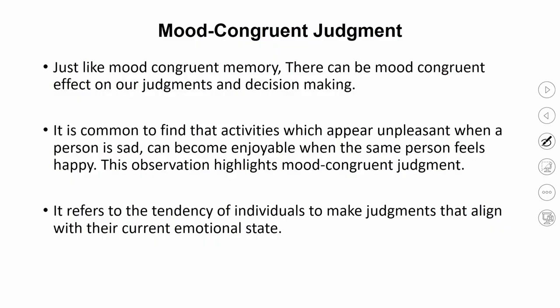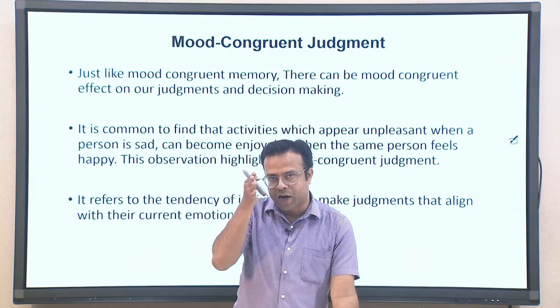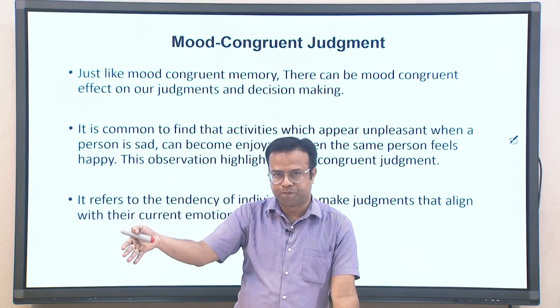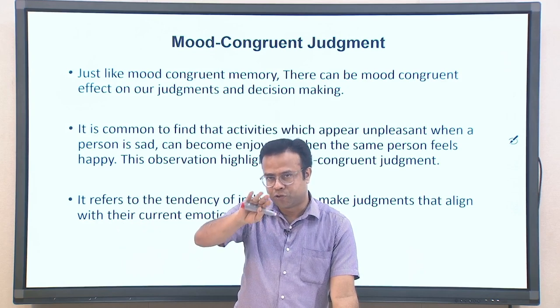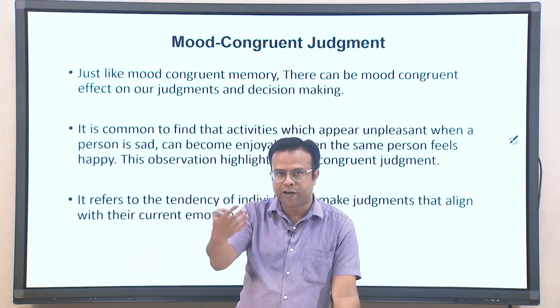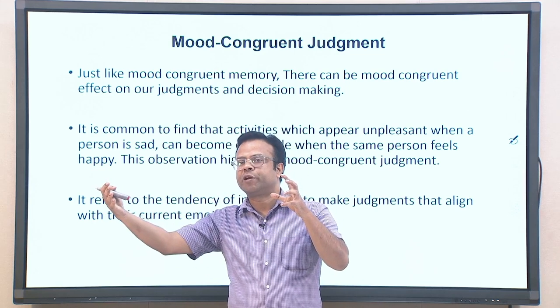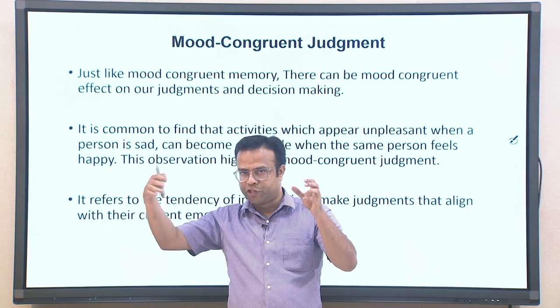Even in an unconscious way, emotion can influence our decision making process. So, we will be talking about how emotion influences decision making through the concept of mood congruent judgment. As we had already discussed mood congruent memory, similarly we can have mood congruent judgment. So, it basically means your current mood will influence your judgment, and the judgment and decision making that you are likely to do.